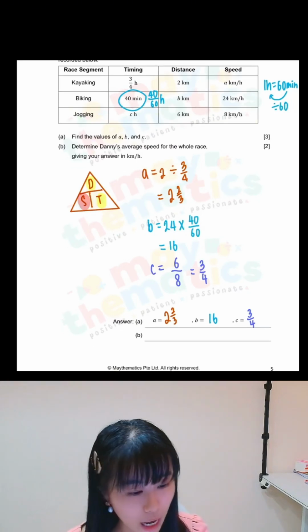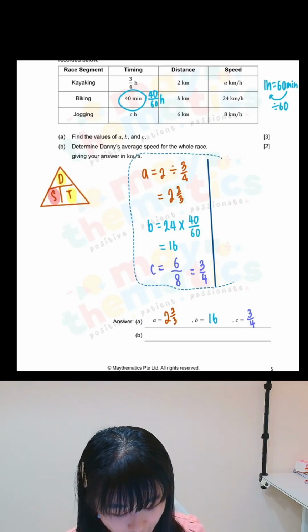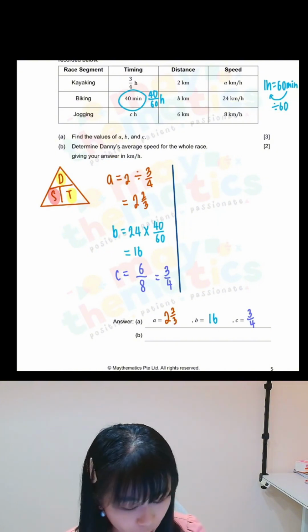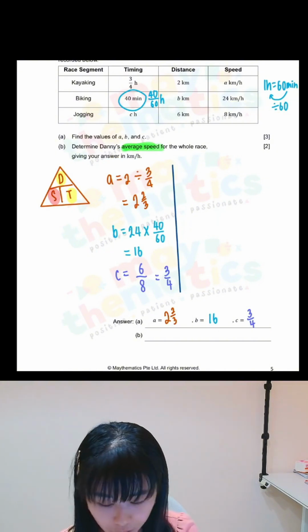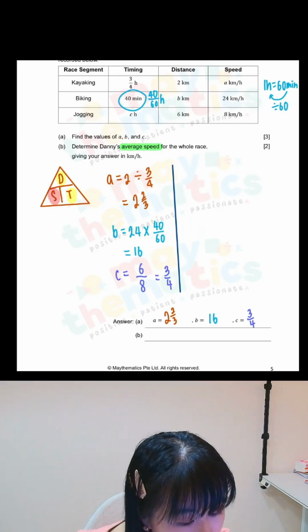Then now we are going to do part B. Find Danny's average speed for the whole race. Do you all remember what average speed is? Everybody, who can tell me what average speed is? Can't see, cannot see.